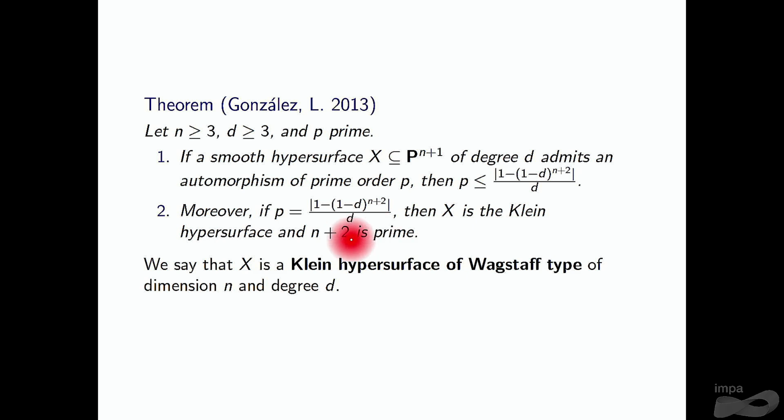Actually, these kind of prime numbers are called Wagstaff primes. It's conjectural that there are infinitely many of them. But like all these conjectures, it's unprovable, but probably true. There are probably infinitely many cases where the Klein hypersurface has an automorphism of a prime of this order, and in that case, n plus 2 has to be prime. So we call it a Klein hypersurface of Wagstaff type. Actually, that name came last year or 2 years ago. Okay, so this solves how big one automorphism can be. And then we really forgot about it.